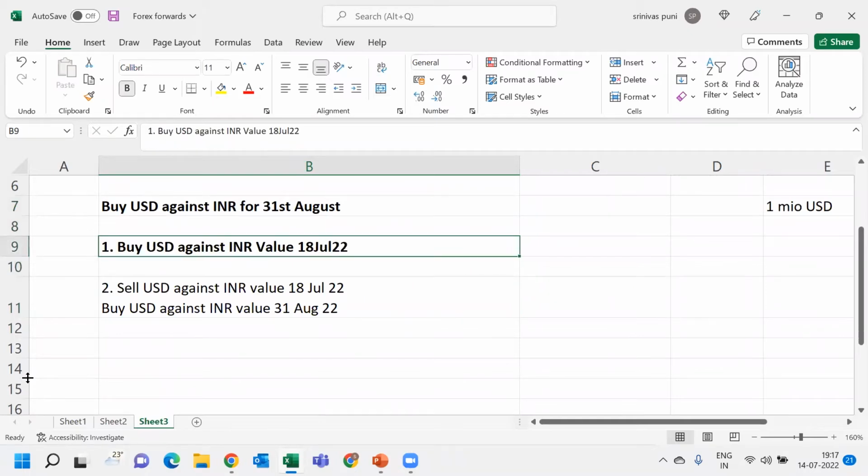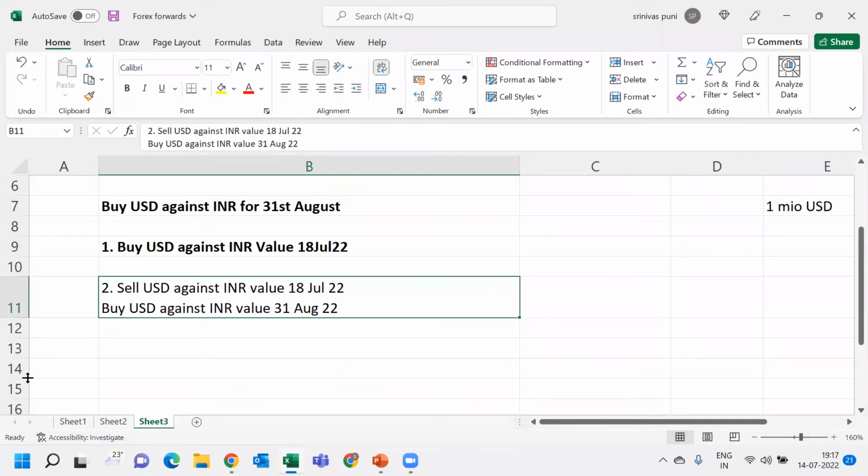You have one transaction, one leg, which is you are buying dollars value 18 July 22. But you are doing another transaction here. Not that you are doing, this is the back end of what the bank actually does. The second transaction is sell USD against INR value 18 July 22, and buy USD against INR value 31st August 22. Now look at this transaction. You are selling dollars against rupees on the spot date, and you're buying the same amount of dollars against rupees on 31st August 22.